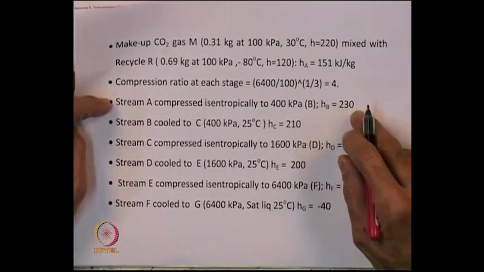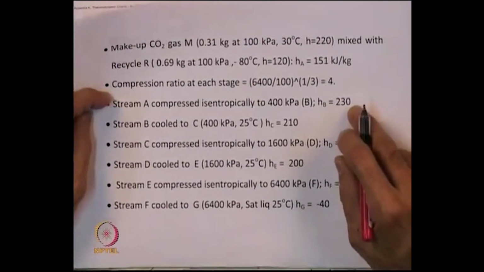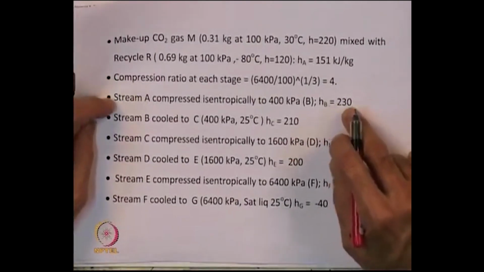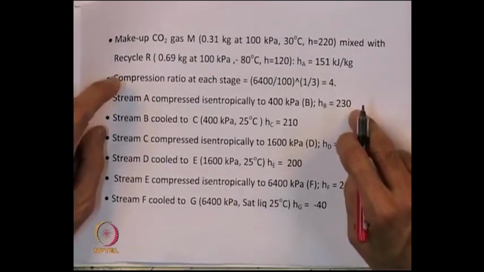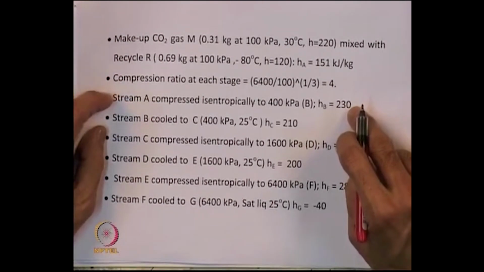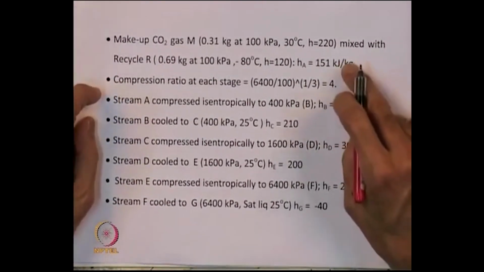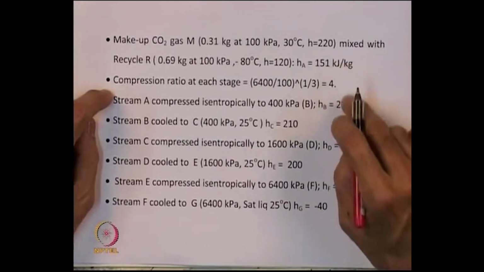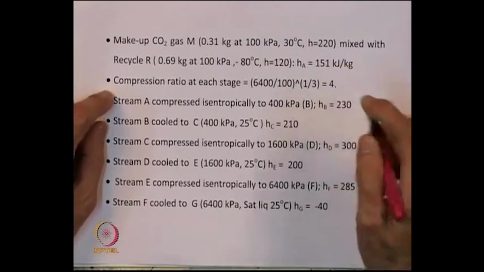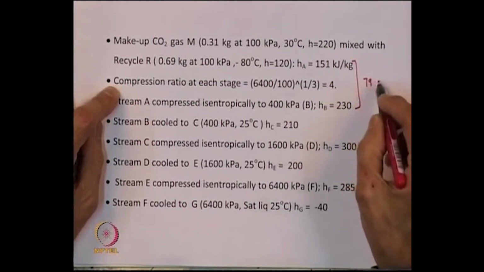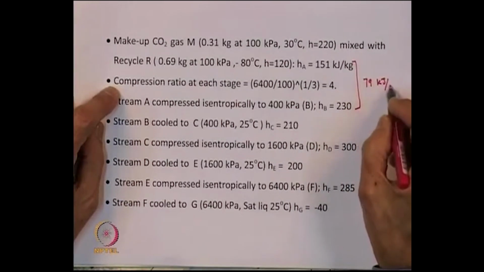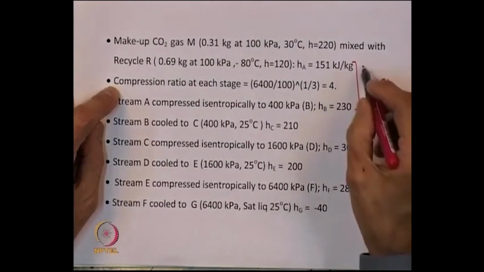Stream A is compressed isentropically to 400 kPa. The final enthalpy at the point B is 230. You know that the enthalpy at the point A is 151. So, the difference between these two is 79 kilojoules, which is the cooling, I am sorry, which is the compression work. This is the compression work.